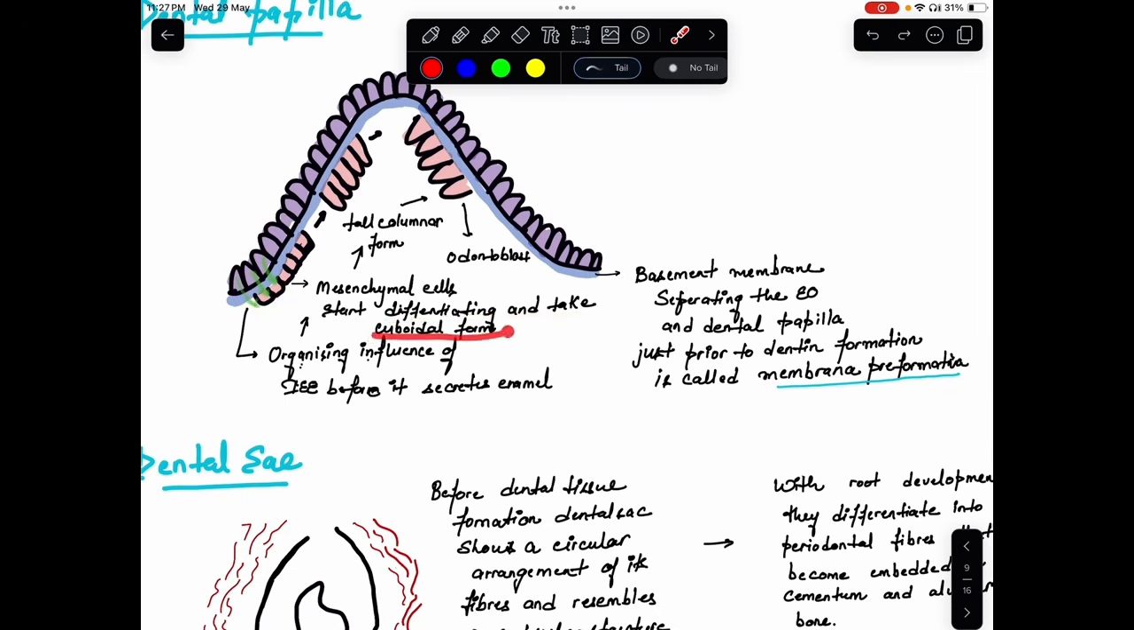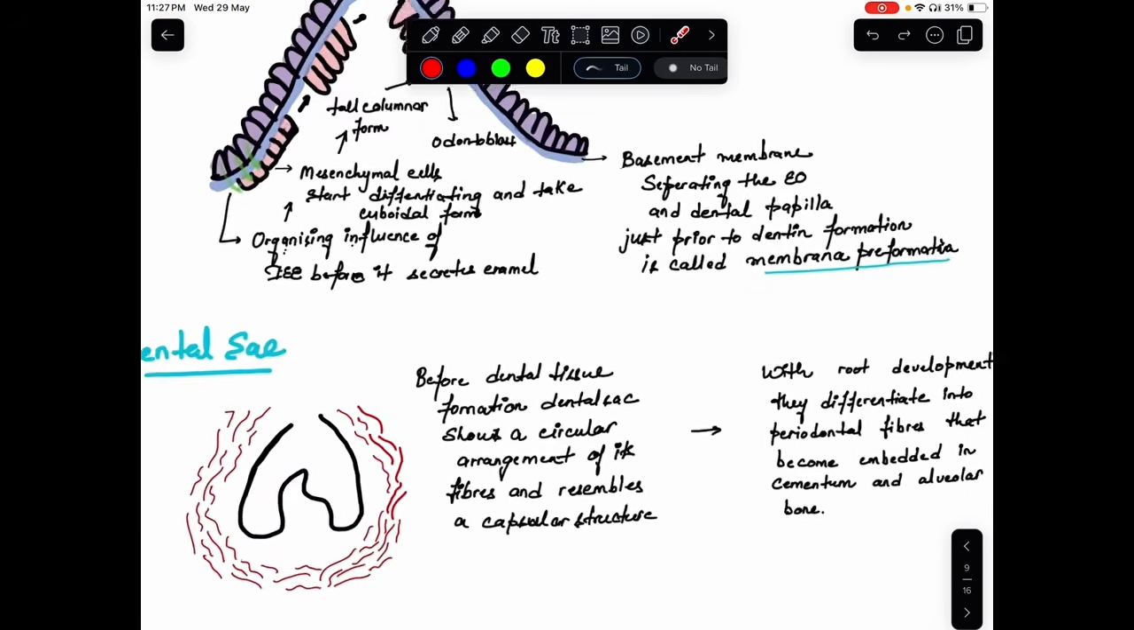The first form of the odontoblast is a cuboidal form. These cells will first take a cuboidal form, then a tall columnar form. When these tall columnar cells have the potential to secrete dentine, they are called odontoblasts. This is how differentiation of the odontoblast will take place. There is a basement membrane separating the enamel organ and the dental papilla, and just prior to dentine formation, this is called the membrana preformativa.